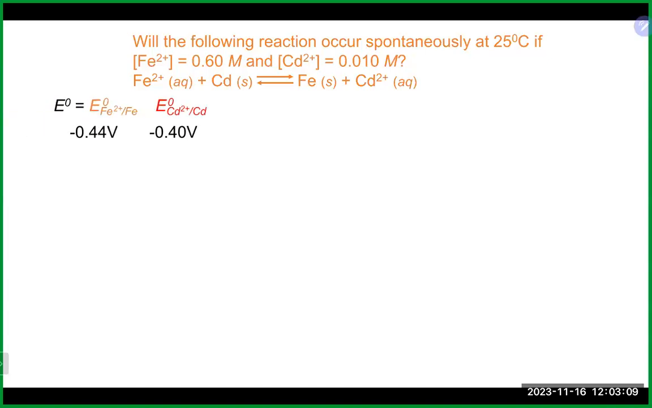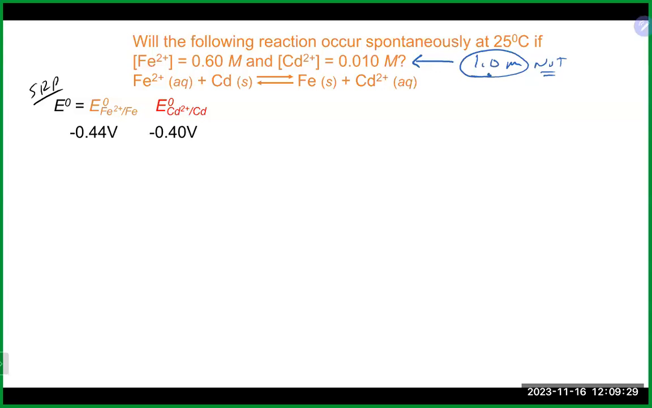All right, so in the following reaction, does it occur spontaneously if we have 0.6 molar iron 2, 0.01 molar cadmium in this reaction? And again, here's some of our SRP. So will the following reaction occur spontaneously here at 25 degrees Celsius? And we have some concentrations given to us. So we do want to use the Nernst equation here, and really this is the key to tell us that we should use the Nernst equation, because these are not 1 molar. So this is the non-standard conditions here.